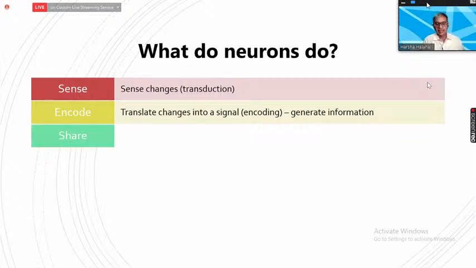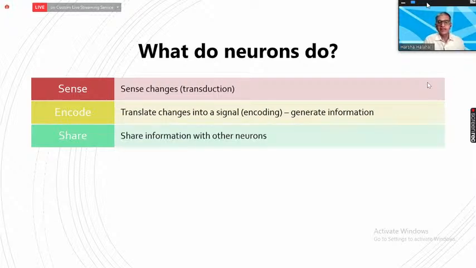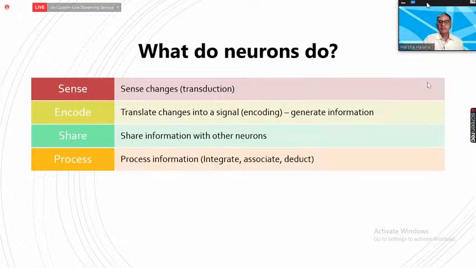Then you would have the next step where neurons play a role, which is sharing this information. So they share it with other neurons. Synaptic transmission plays an important role in this transmission of information from neuron to neuron, and this is a hugely complex area of neuroscience. And then you have the processing of information. Neurons receive inputs from multiple neurons, and they help in integrating these inputs, in associating these inputs, and ultimately this is how deductions are made about the inputs and transmitted on to the next neurons in the chain.